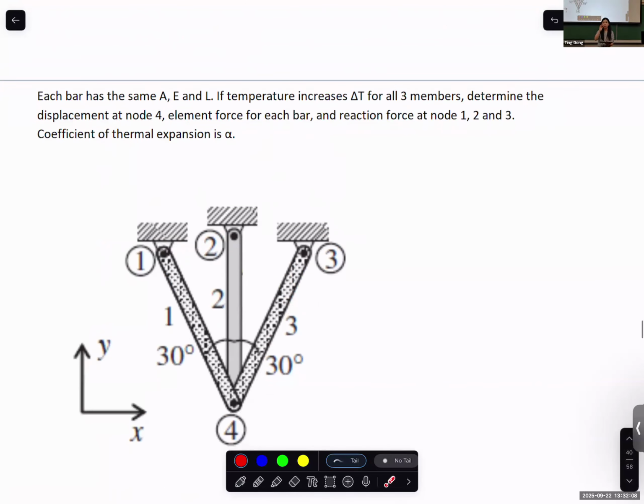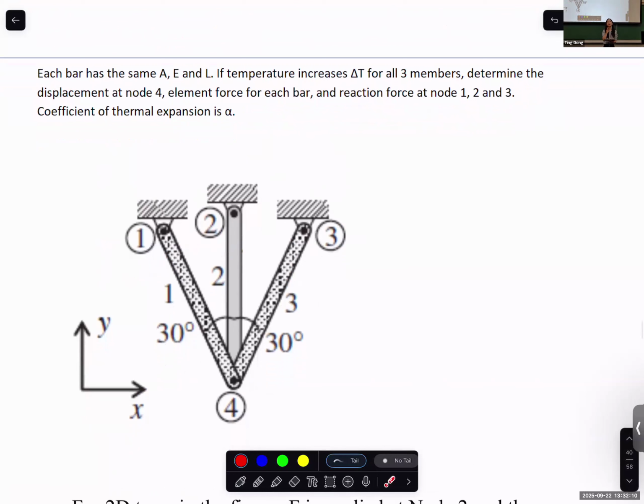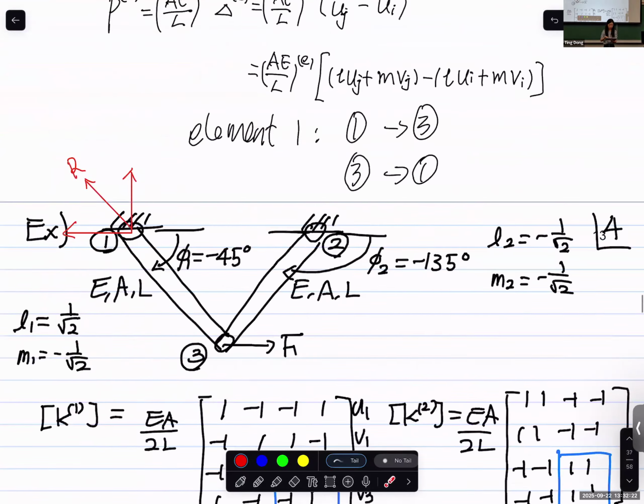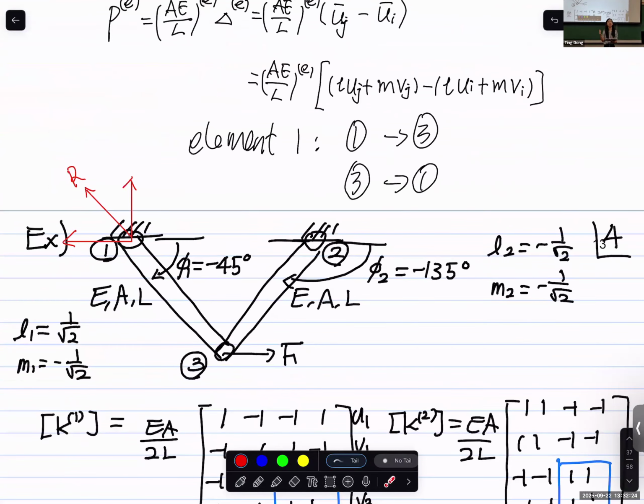Correct, you're correct. No matter how I define the node order, tension for element force is always positive and compression for element force is always negative. I just use this example to show you that for this one, I can use 3 different methods.